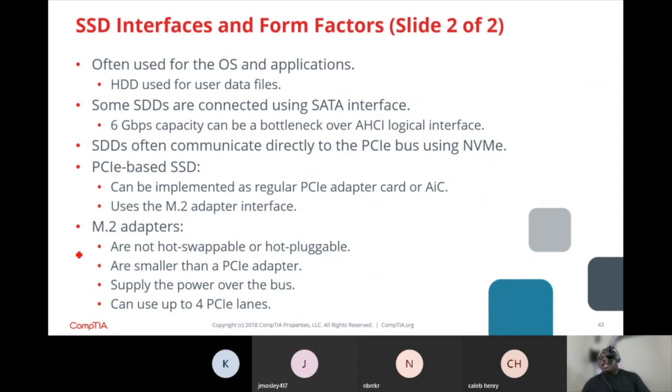M.2 adapters are not hot swappable or hot pluggable, so you're going to have to really pay attention to that. You can't just switch it out on the computer while it's running, or else it would actually destroy it. It's smaller than the PCIe adapter, supplies power over the bus, and you can use up to 4 PCIe lanes.